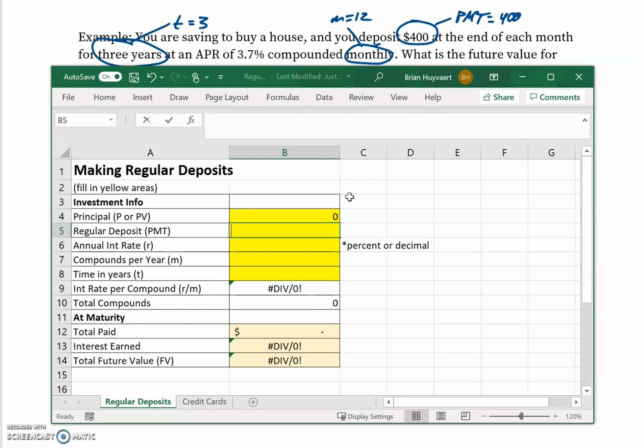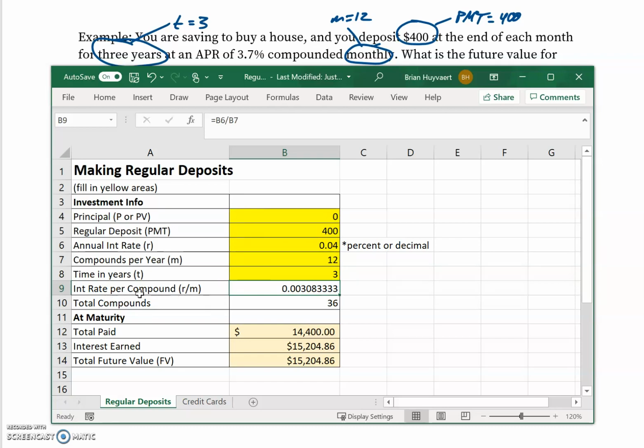Our regular deposit amount is $400. Our interest rate is 3.7%. Again, if you're going to type it as a percent, include the percent symbol. Again, this will say 0.04, but if I click on it, I see 0.037 up here. So everything's fine. If you want to see more decimal places, you can do that. Compounds per year, 12, that's going to be our usual go-to, but not always. Time in years, that's going to be 3. So we put all the yellow values in.